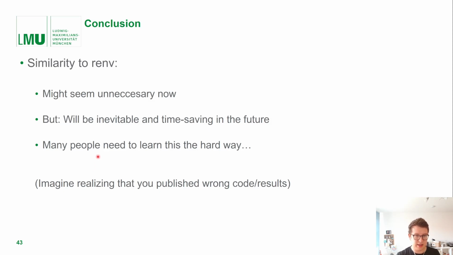Just imagine what could go wrong: that you realize you published some wrong code or even results based on wrong code. You published this in a journal article or newspaper article, and you realize it afterwards because the R code actually worked, but it was wrong. Well, that would be really, really embarrassing and bad for you. So yeah, that's why we think that these two helpers are very important.